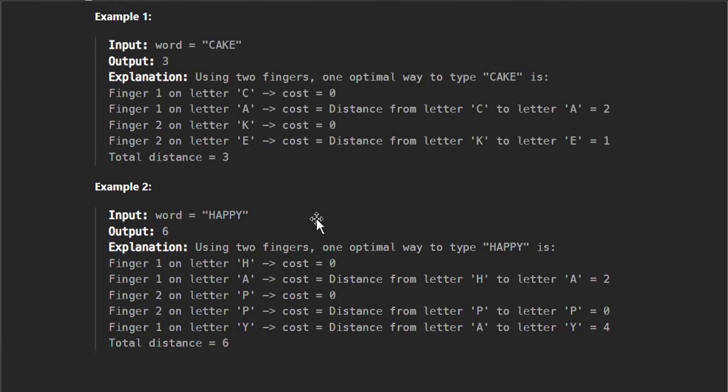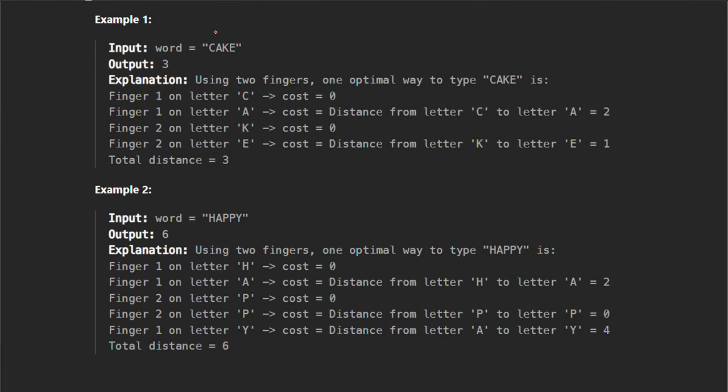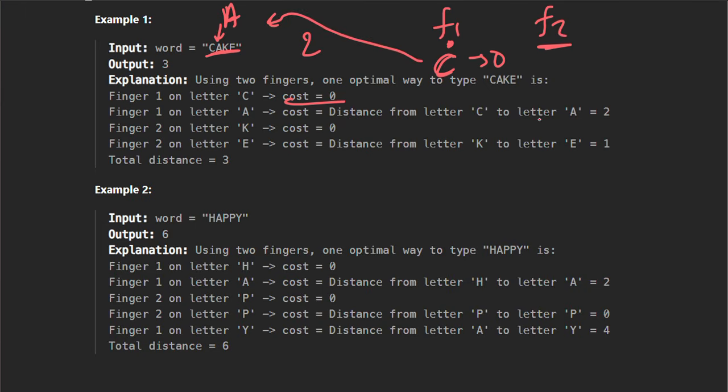So let's see the examples to get the question more clearly. So our word is CAKE, so we have finger 1 and finger 2. First we put our finger 1 on character C, so the cost will be 0, right? Then we have to type the next character, that is A. So either we can use our finger 2, that is free, or we can shift our finger 1 to A. So if we shift our finger 1 from C to A, then the cost will be 2, right?